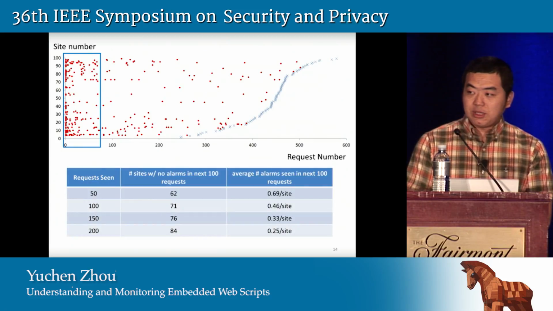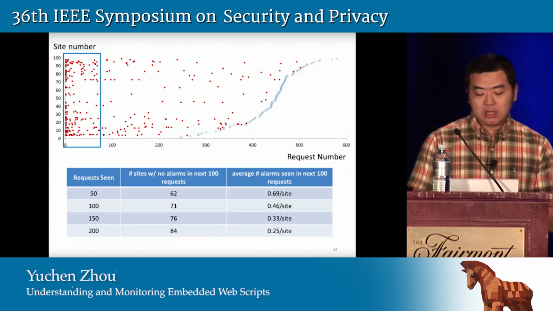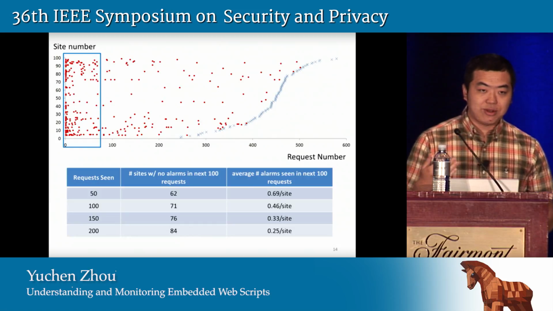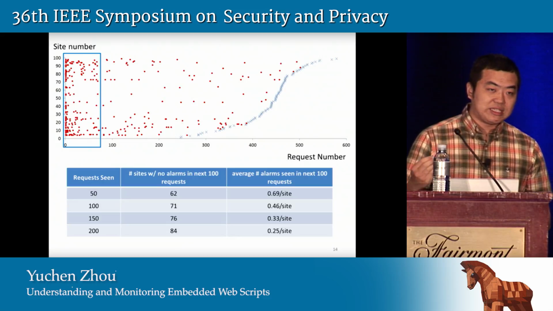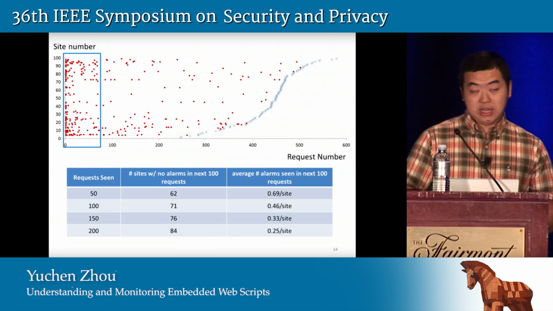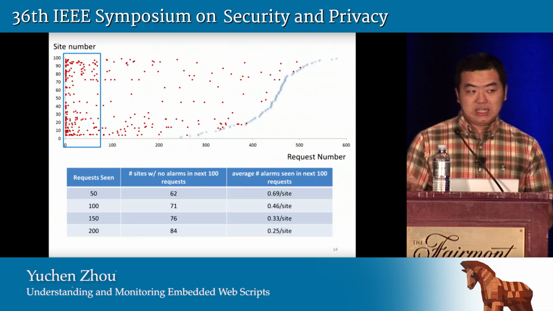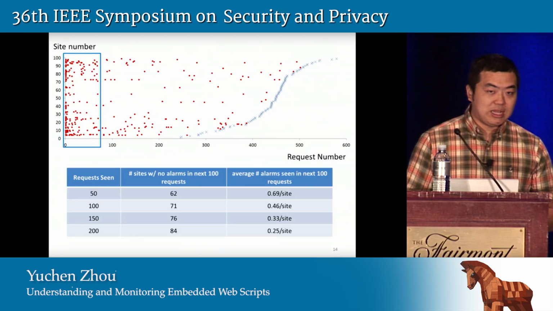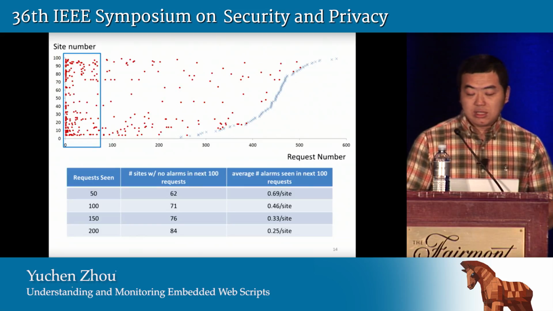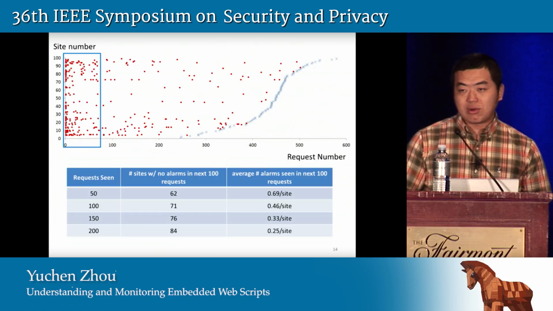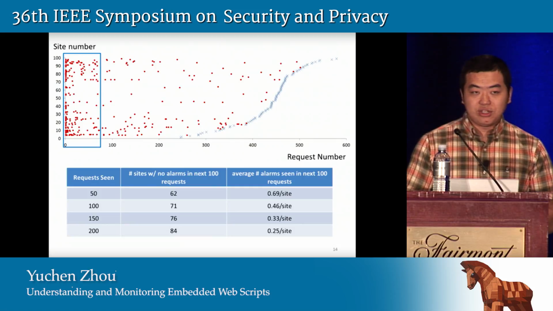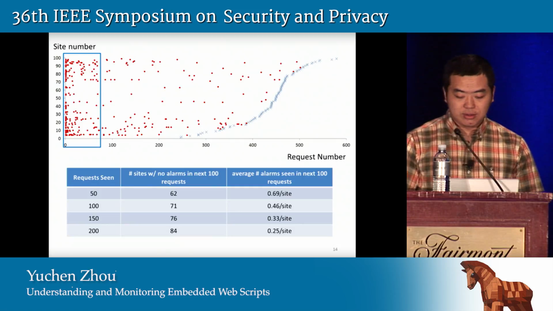So statistically speaking, if we have seen 100 requests about the same site, there are actually 71 sites in the 100 that we will not see any alarms issued in the next 100 requests. So this number will go up as we see more requests. So this is basically describing how fast the policy is converging to the complete behavior.